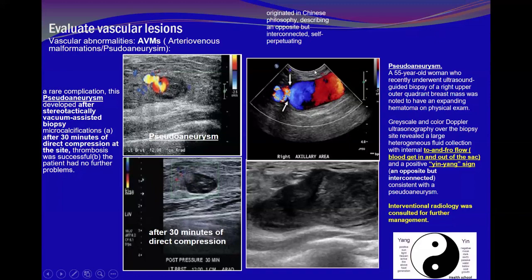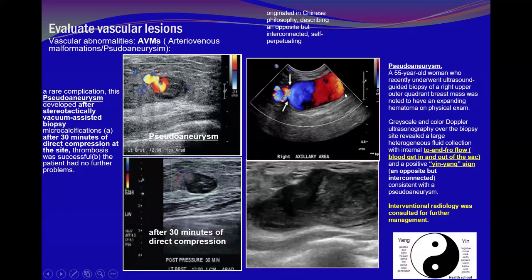But the other one here, we can see a big pseudoaneurysm, in a 55-year-old woman who recently underwent ultrasound guided biopsy. And the grayscale and color Doppler over the biopsy revealed a large heterogeneous fluid collection. Here we can see large heterogeneous fluid collections.